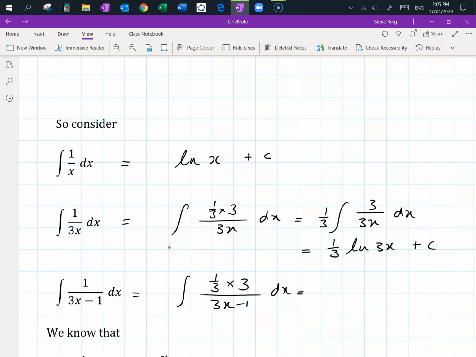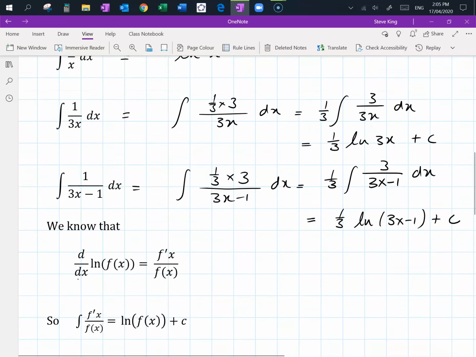And that I'm going to write as 1/3 the integral of 3 over 3x minus 1 dx. And so that's going to give me an answer of 1/3 natural log of 3x minus 1 plus c.